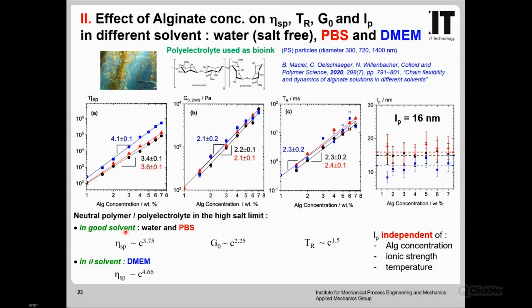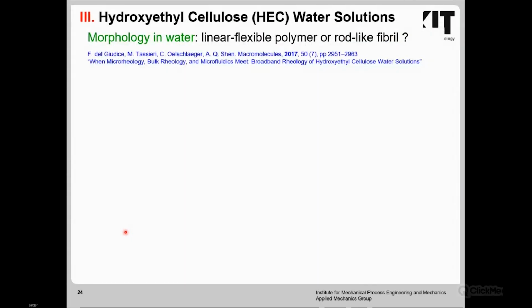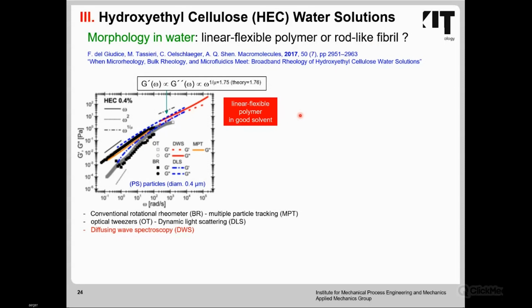We have also investigated so-called hydroxyethylcellulose, HEC, in water solution. Here also there is a debate whether the morphology of this material is a linear flexible polymer or a more rod-like fibril. So, going a little bit faster, we measured the DWS, shown in red, at high frequency, and you see the frequency domain. And from the high frequency domain, we can predict that this type of polymer behaves like a flexible chain in good solvent.